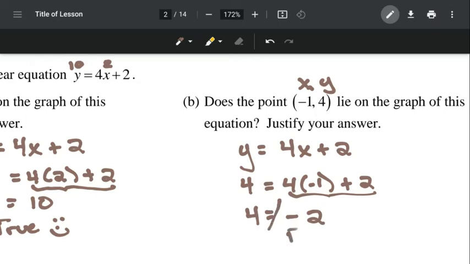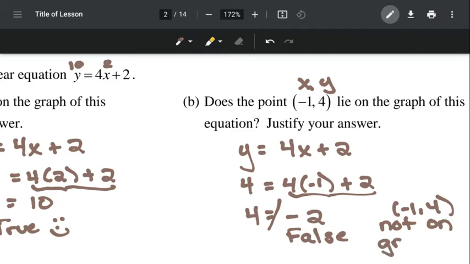This is not equal, so it's false. So this point, -1, 4, is not on the graph. Make sure you answer the question. Nope, it's not on the graph.